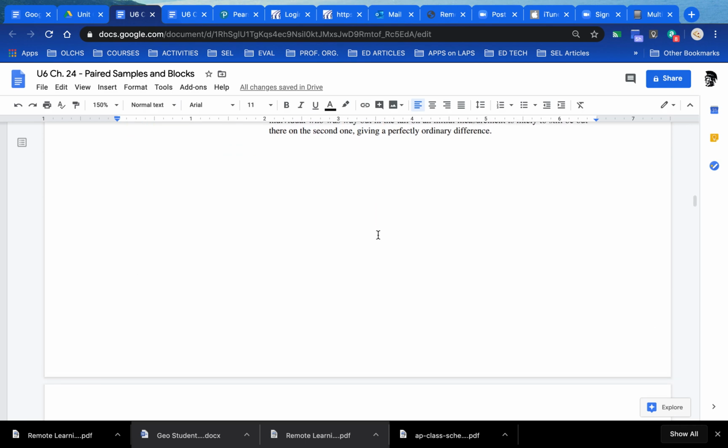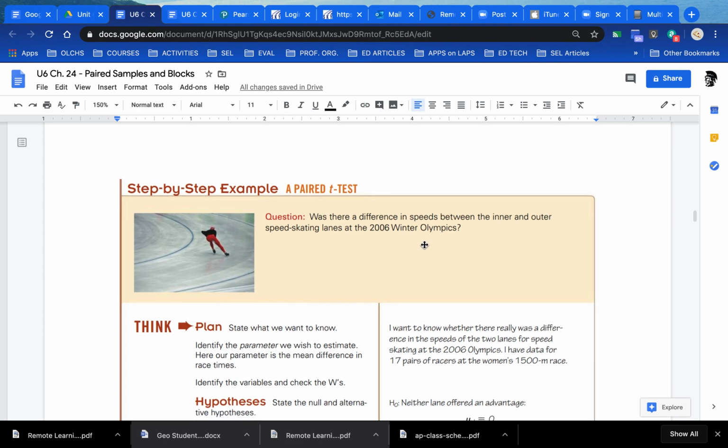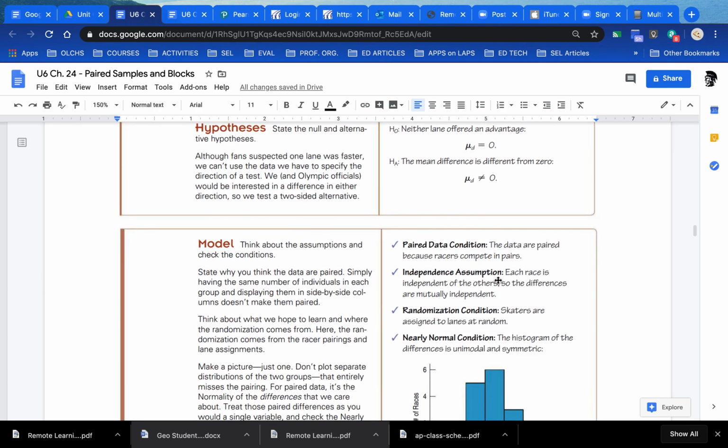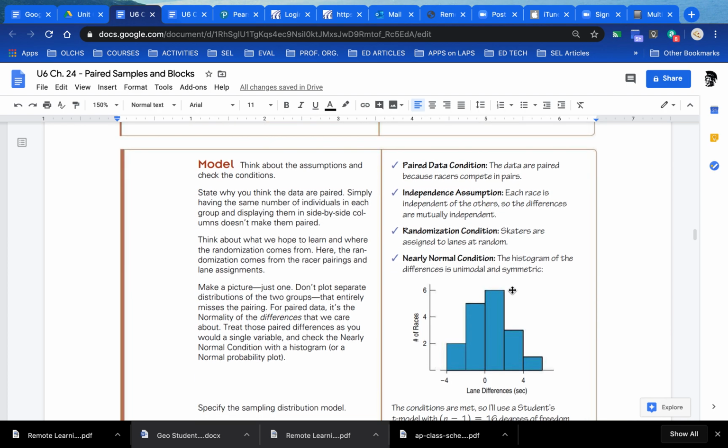So here we go. There's a lot of talking. Let's see it in action. So there's our speed skater. Woo woo! There they go. Was there a significant difference in speeds between inner and outer track? So, first of all, this is all I'm really going to look at, and then I'll show you on the calculator how you would do this.